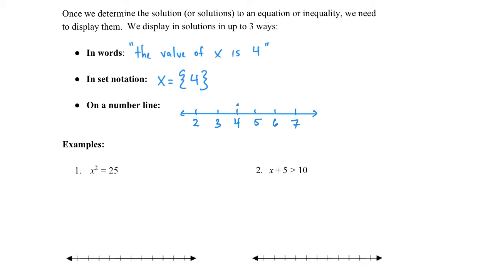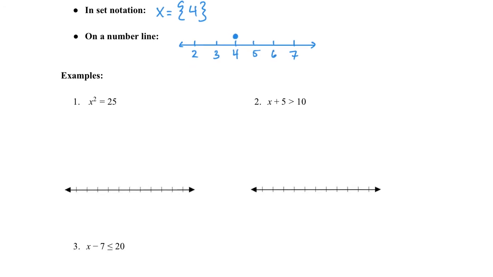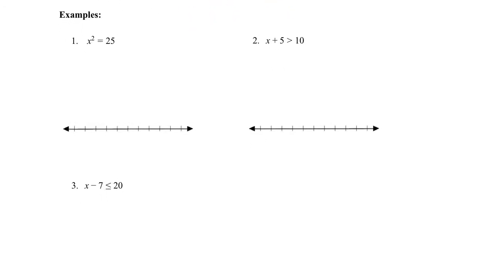And we're going to put a dot at 4 because that's our solution. And we're going to talk about those a little bit more in just a second also. Okay, so 3 different ways that you have to be able to display your solution. So let's look at some examples of this.